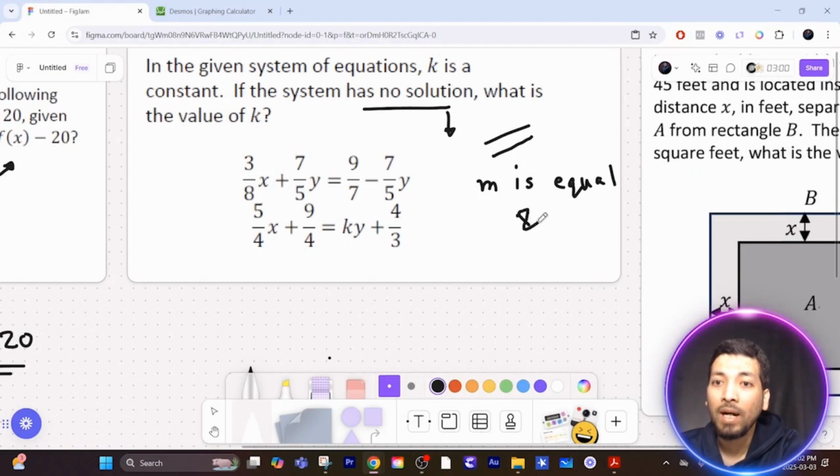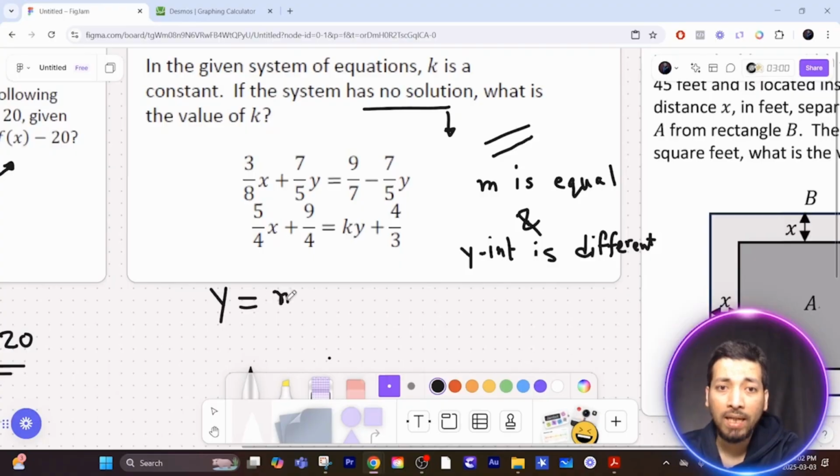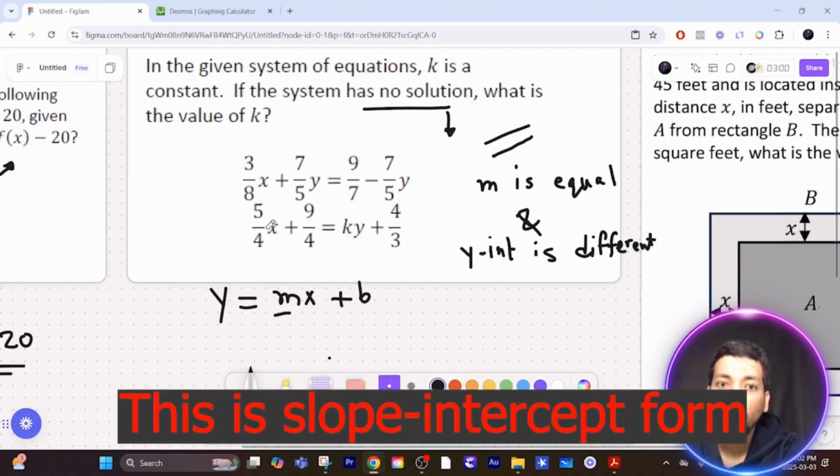And y-intercepts are different. So y-intercept is different. You need to understand this concept. Whenever the system of equation has no solution, these are the two conditions. Now, we know that for any linear equation, y is equal to mx plus b. So we have y is equal to mx plus b. We just need to find this m for both equation.